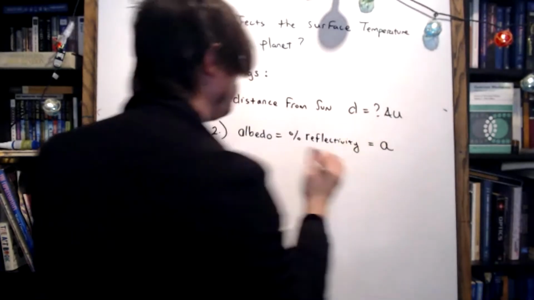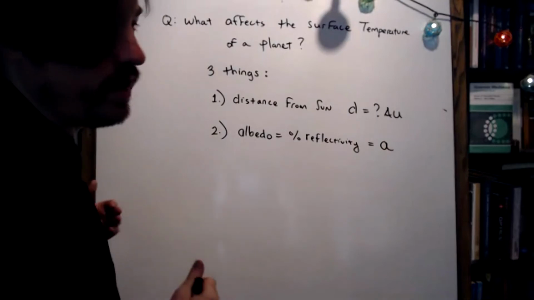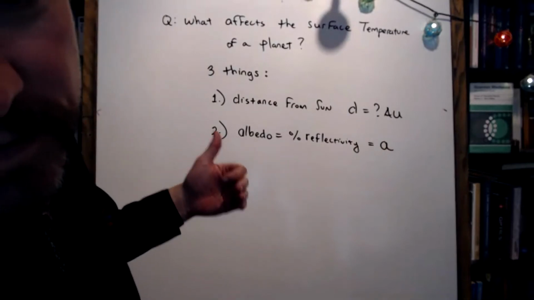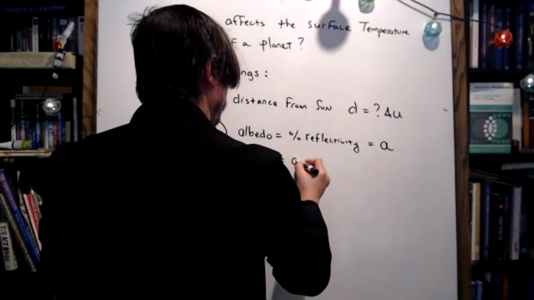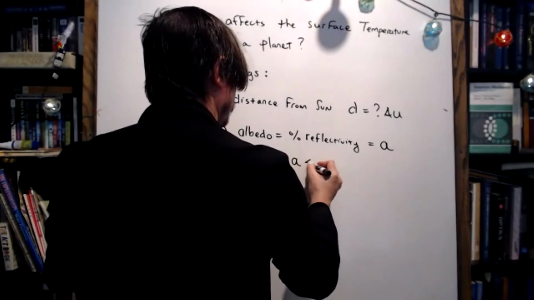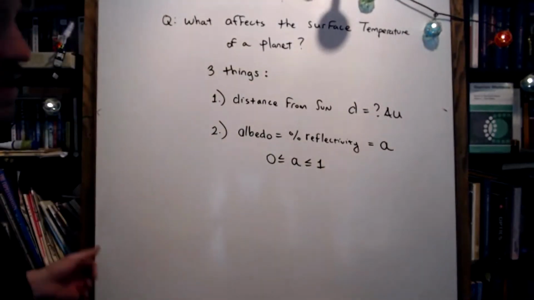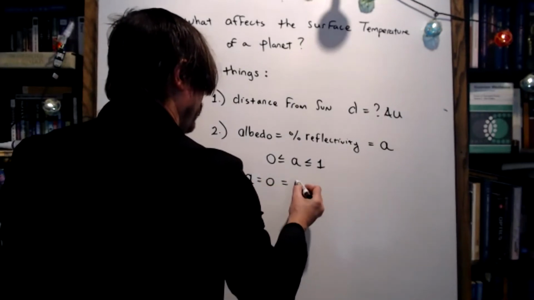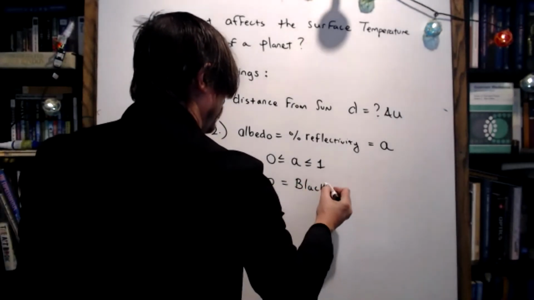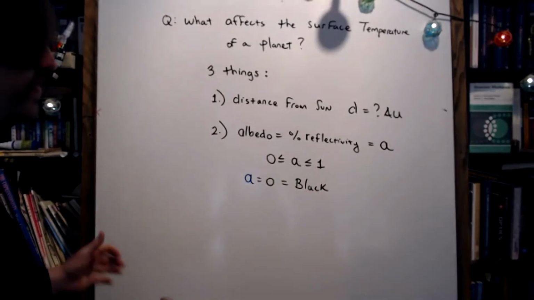And we're going to give it the symbol A. A is a number that can go from 0 to 1. It's a percentage of reflectivity. So the domain of A is a number that's between 0 and 1. If A is equal to 0, you have a perfectly black planet. It reflects 0% of your light.